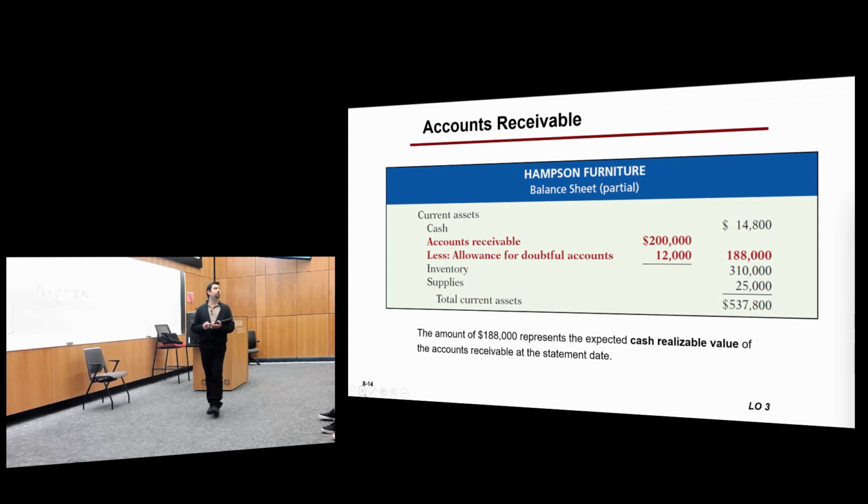Now, how does it show on the balance sheet? On the balance sheet, it's like any contra account, it shows after the account itself. So you have accounts receivable less allowance for doubtful accounts. The amount here is what we call cash realizable value. Sometimes it's also called net realizable value. So cash realizable value is the amount that you expect to receive. It's accounts receivable minus allowance for doubtful accounts. Okay? Any questions?